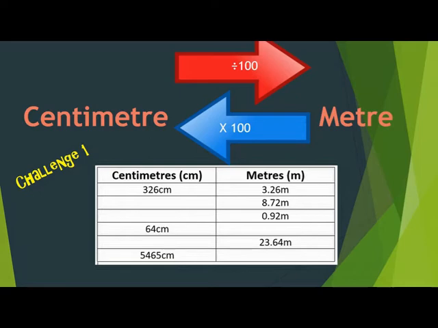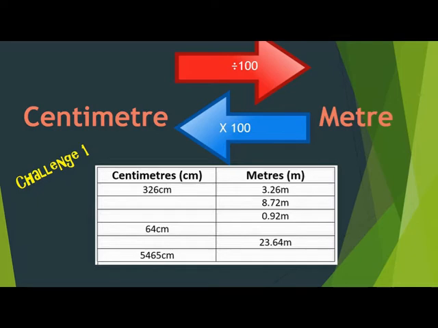So 326 centimetres. We know that there are 100 centimetres in a metre. So in order to convert 326 centimetres into metres, we need to divide it by 100. 326 divided by 100. The decimal stays still and our numbers move 2 places to the right. So when we write 326 centimetres in metres, we get 3.26 metres.